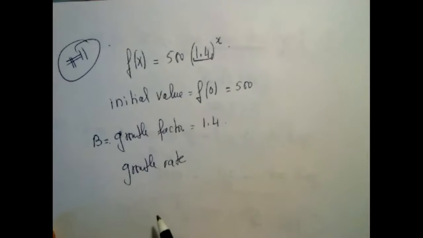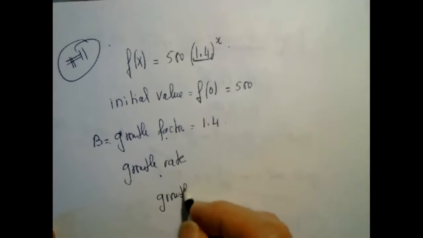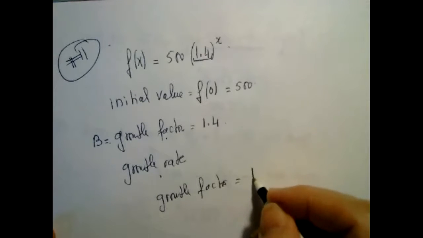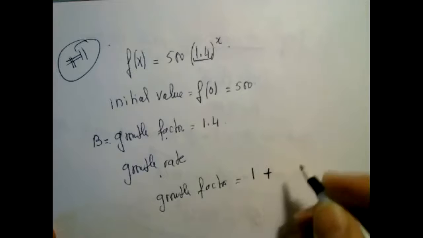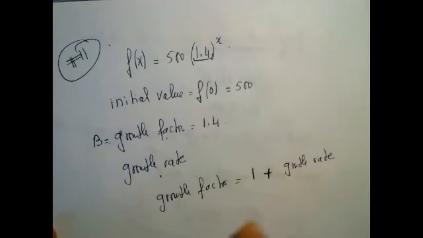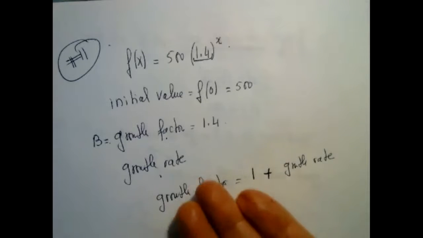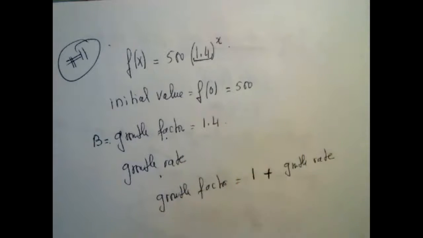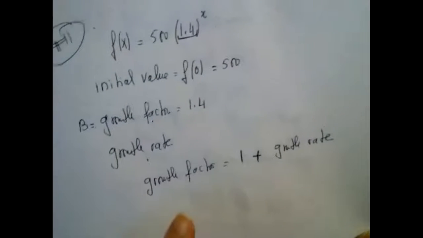So here we remember the relationship. If I have the growth factor, how can I find the growth rate? Always remember this relationship. The growth factor is 1 plus the growth rate. So basically the growth rate is how far is 1.4 from 1? How far is 1.4 from 100%? Right, so what's the growth rate?